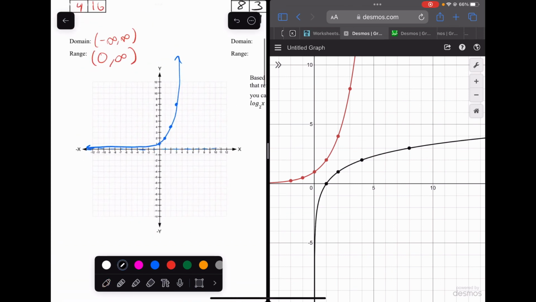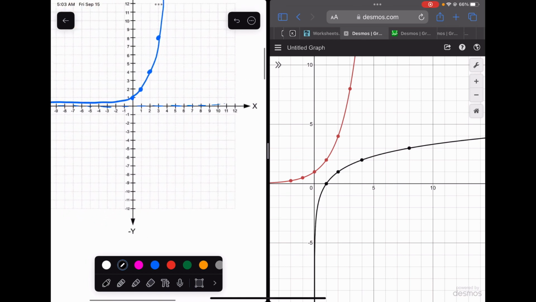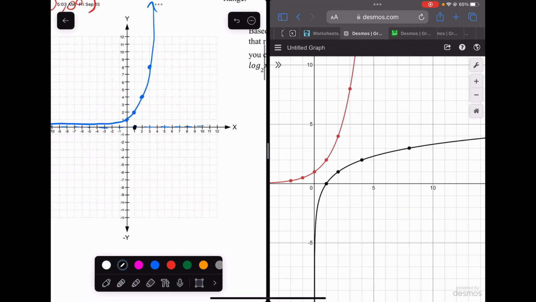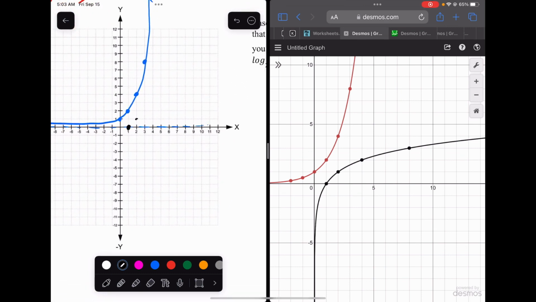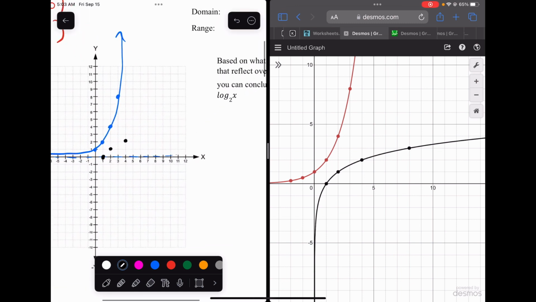0 doesn't work, so keep that in mind. We get an undefined value at 0. Then we have a point at 1, 0. We've got a point at 2, 1. And then we've got a point at 4, 2. And we've got a point at 8, 3.